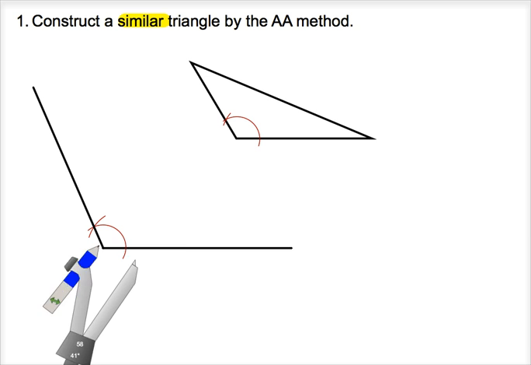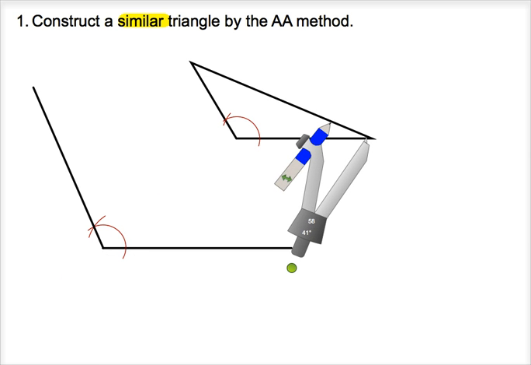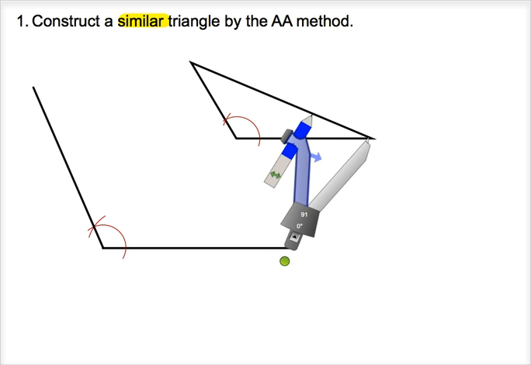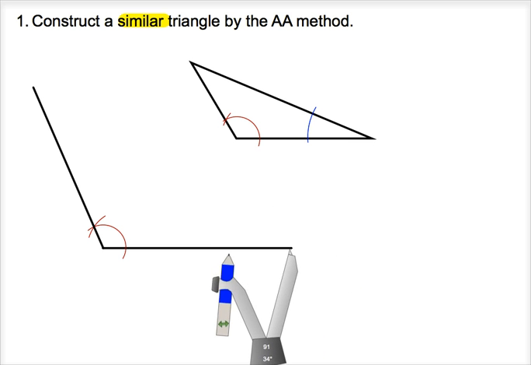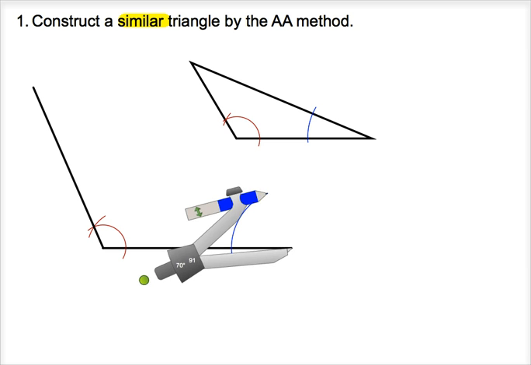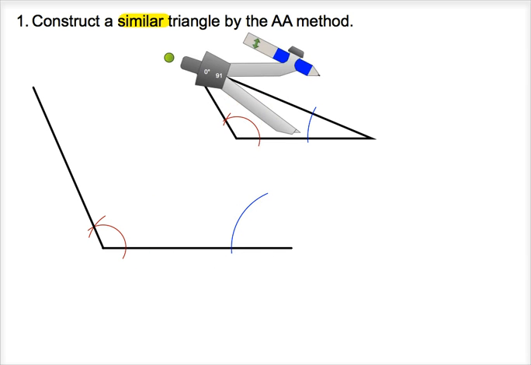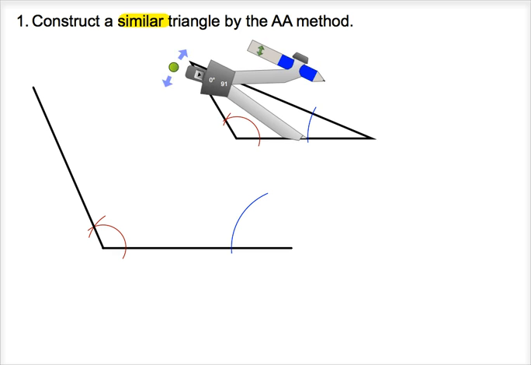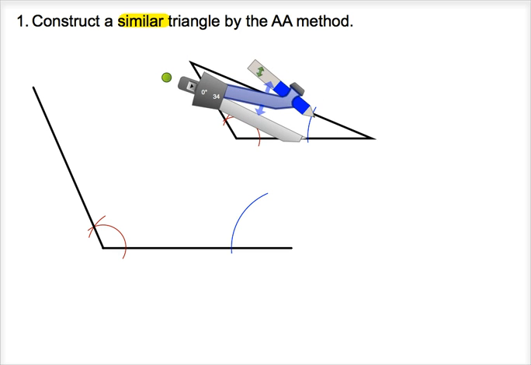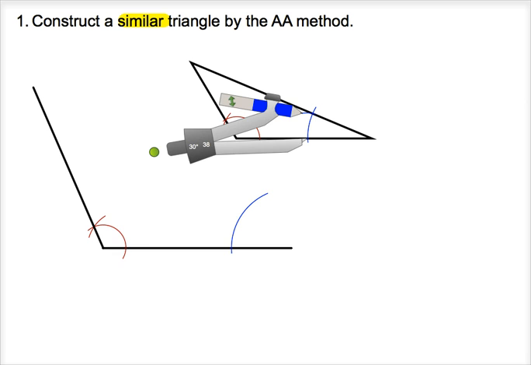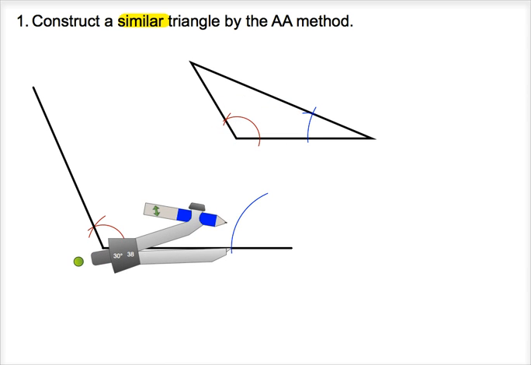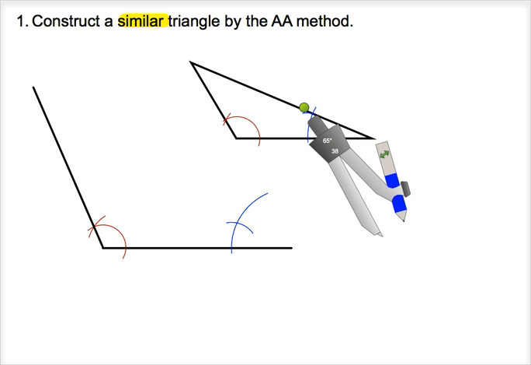Because now I'm going to come over to the right side and I'm going to copy this angle. So first I swing my arc, copy my arc where I'm going to copy it. Then I want to measure how big is the opening of this arc. Transfer the opening of the arc. And now I've created a similar triangle that has the same angle measurements. The sides are in proportion.